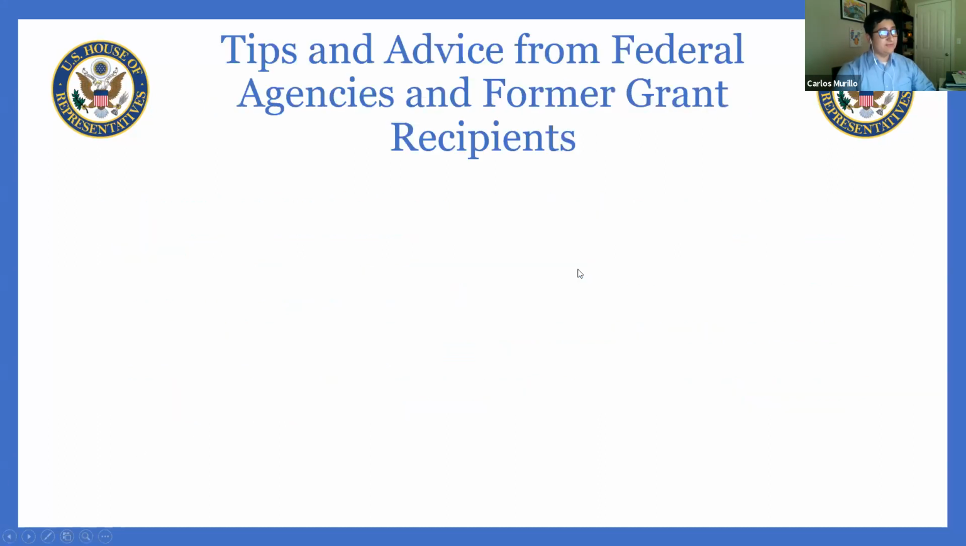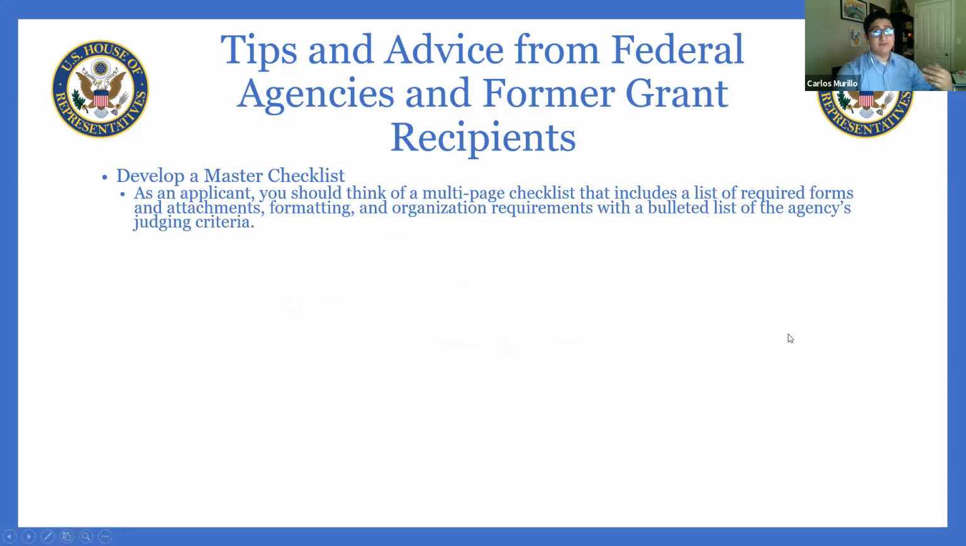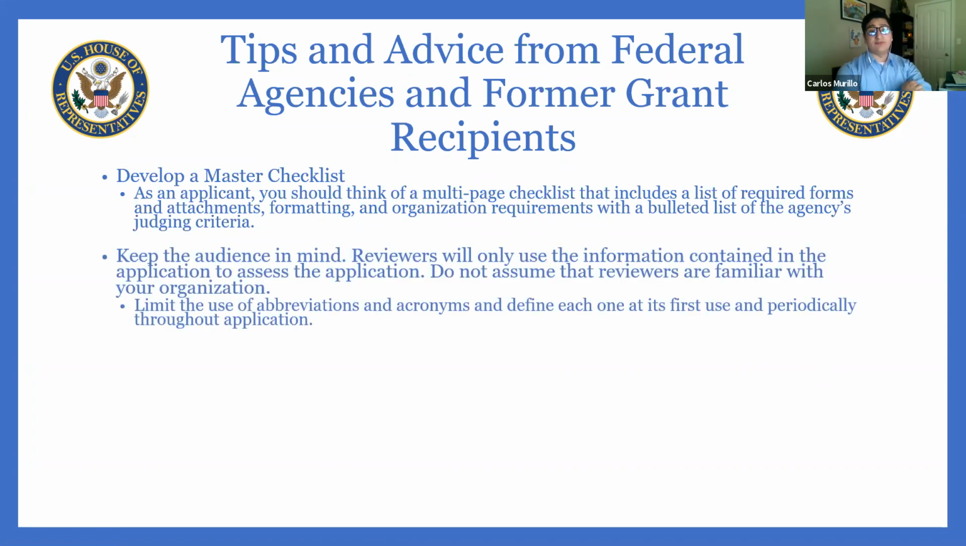And so just some tips and advice from federal agencies that we've seen, as Judy had gone over. You develop a master checklist. You make sure that every task you have is completed: forms, attachments, formatting, and all requirements, very detailed and very thorough. Keep the audience in mind. Reviewers often use information contained within the application to assess the application. Don't assume that the reviewers are familiar with your organization or your work. Abbreviations and acronyms is something that I've heard from folks over at USDA.